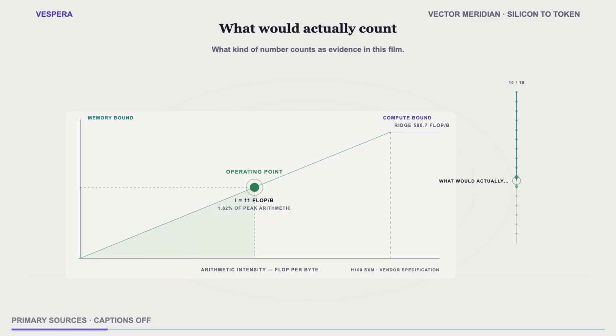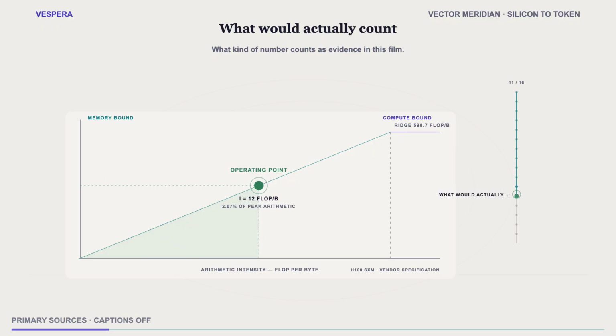And there is a fourth category, which is ours. We measured a machine for this film, the memory hierarchy of the laptop this was edited on. Those numbers are real and first party, and they have an obvious limitation which I want to state now, rather than bury. It is not a GPU. It is Apple Silicon, a completely different architecture, with a unified memory system and nothing resembling an H100's HBM stack.